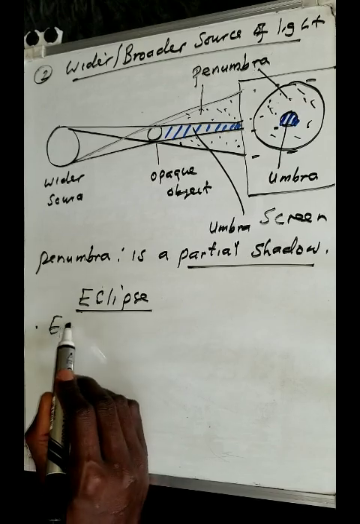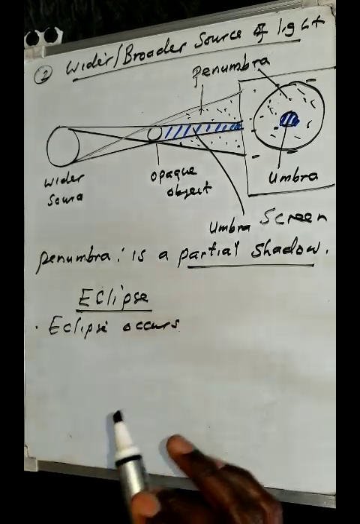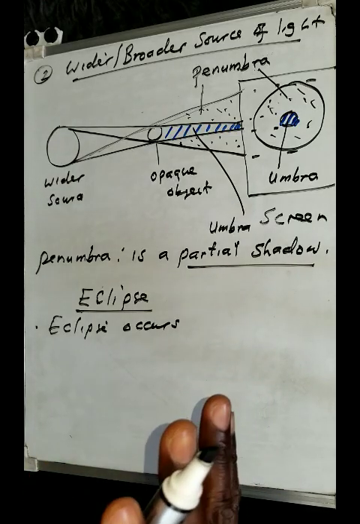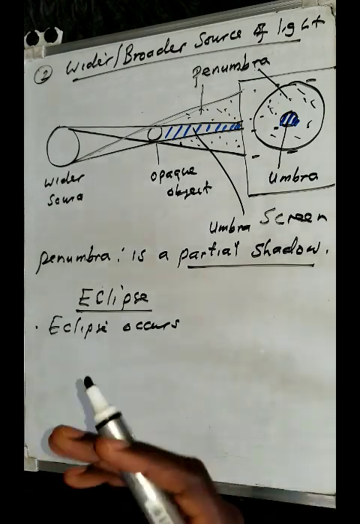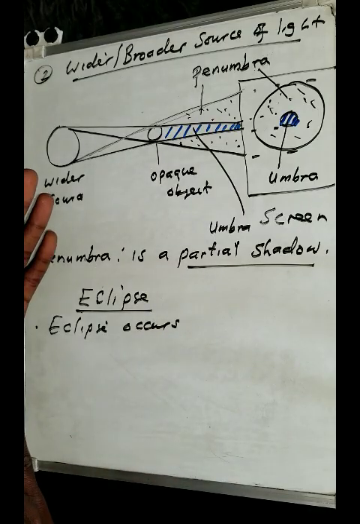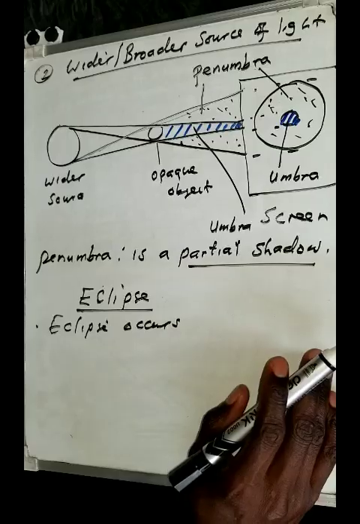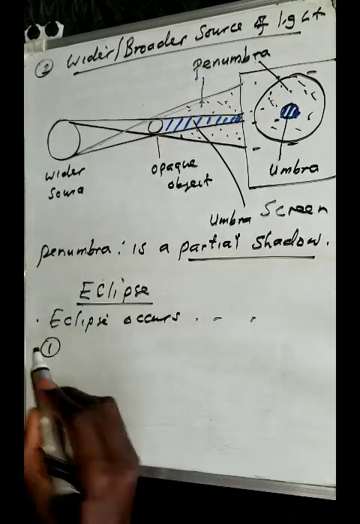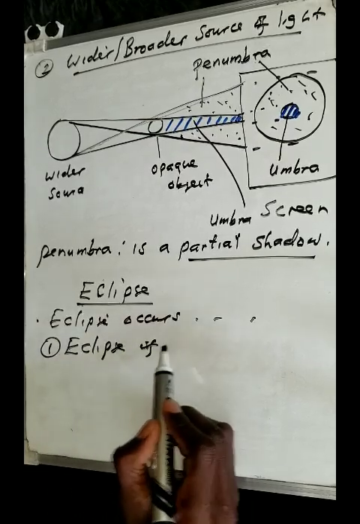Well, an eclipse occurs as the earth and moon align themselves in position, which cast shadows on each other. So an eclipse is formed when the earth and the moon align along each other and can cast shadow along each other. Then an eclipse is created.